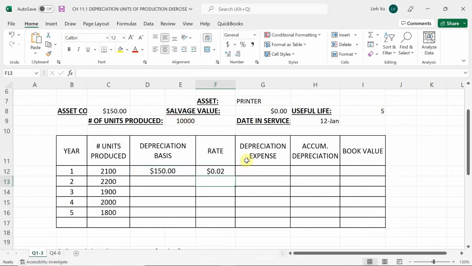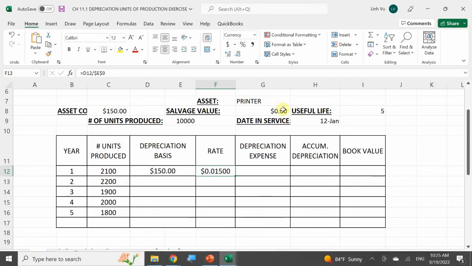It's going to give me 1.5 cents, right? Is that what you said? It's 0.015. Good. So in this case, it's 1.5 cents.